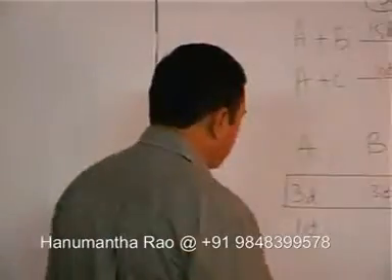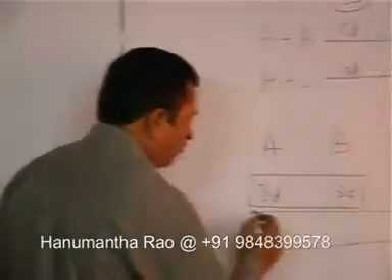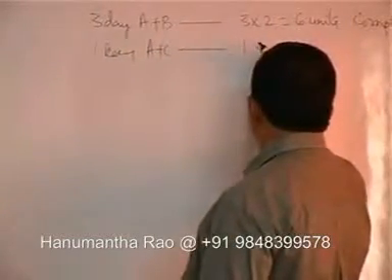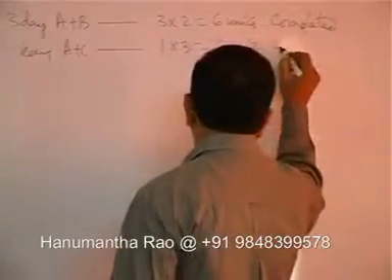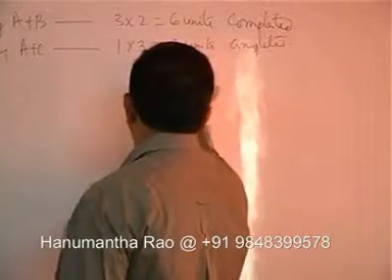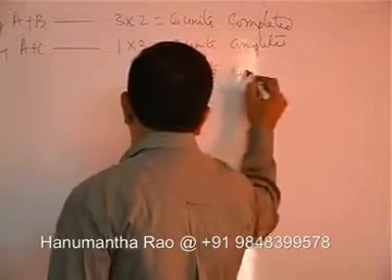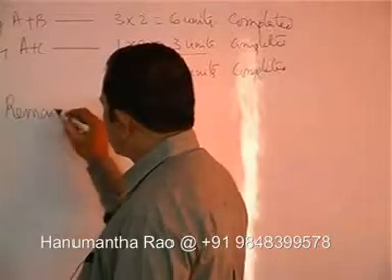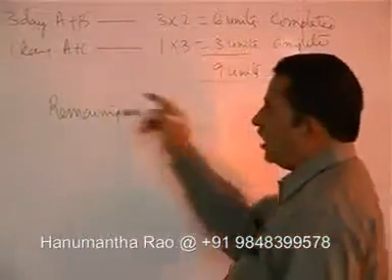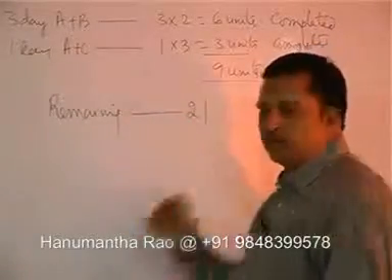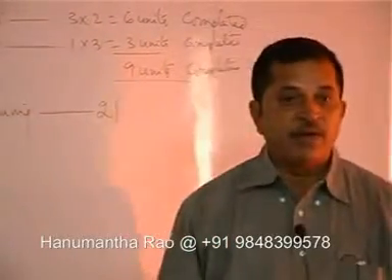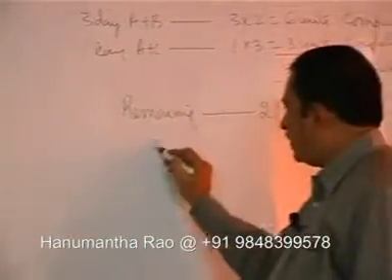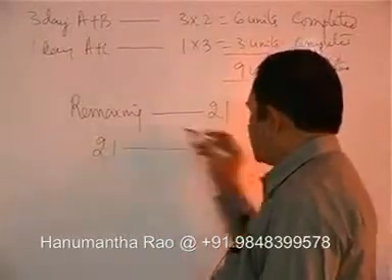Again, what can I combine? A and C. One day, A and C, 1 into 3, 3 units completed. So how many units completed? 9 units completed. What were the remaining units? Out of 30, 9 gone means how many? Who did these 21 units? How many days? 3 plus 11, 14 days. For completing 21 units, 14 days are required for C.